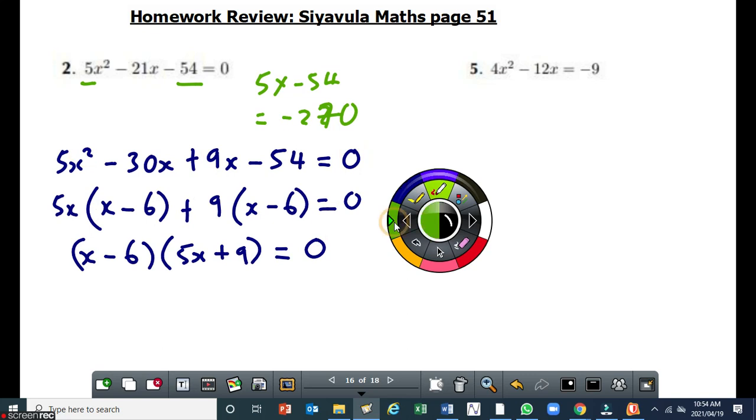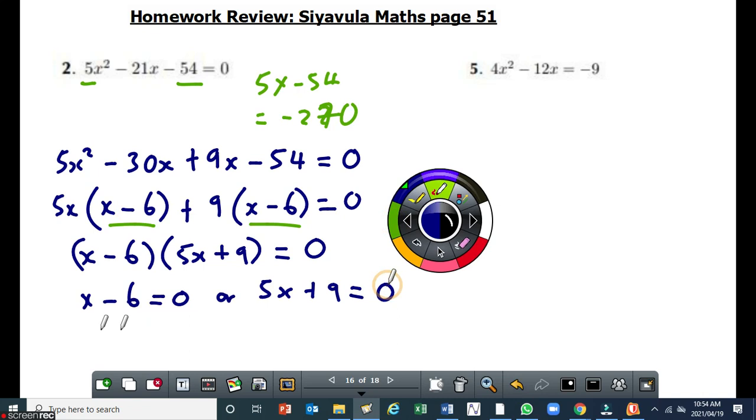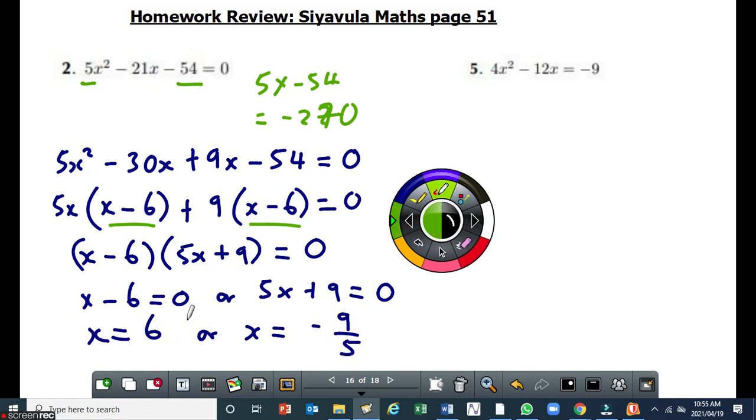Now, as you can see, we've got the same factor there. Before I get my answers, I can write x minus 6 is equal to 0, or 5x plus 9 equal to 0. So I'll get x equal to 6, or x equal to minus 9 over 5. So those are my two answers, right? Just mark your work. All right, so that's straightforward.